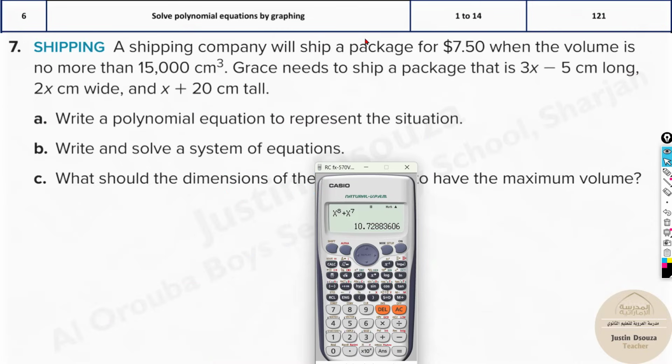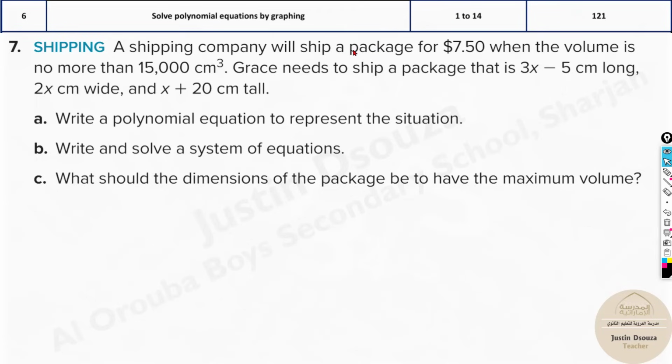Over here, we have a real world problem. A shipping company will ship a package for $7.5 when the volume is no more than 15,000 cubic centimeters. Grace needs to ship a package that is 3x minus 5 centimeters long, 2x centimeters wide, and x plus 20 centimeters tall. Let us solve it by parts.